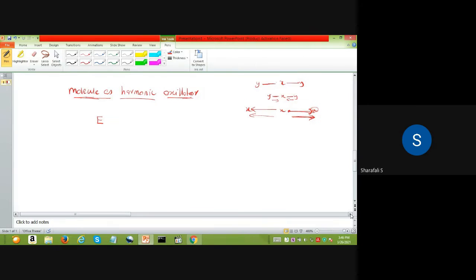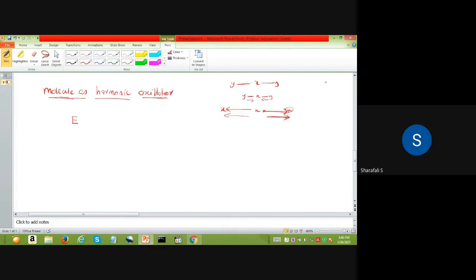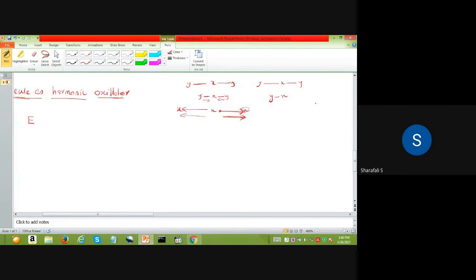But in the case of asymmetric stretching, what will happen in this particular example, if you are having this XY like this? For asymmetric stretching, let's say this atom comes close to the X, at that time, the second atom will go away from the central atom. And also, when this comes close, this will go away from the central atom. So this is the asymmetric stretch. I'm just giving you another example for understanding.